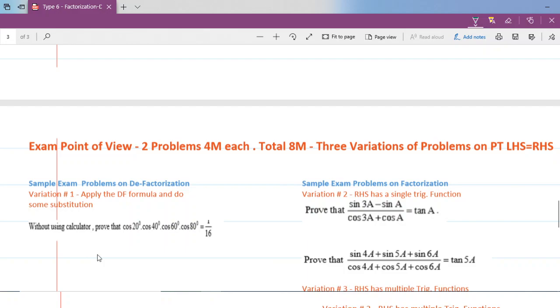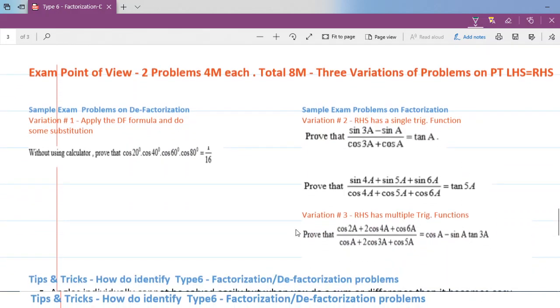you definitely get, for each paper, 2 problems for 4 marks each, so that makes a total of 8 marks, and there are typically only 3 variations. It keeps on repeating. There is nothing much more than that. There are only 3 variations where they ask you to prove that left hand side is equal to right hand side. They give you both sides and you have to prove it, and I have put all the variations.